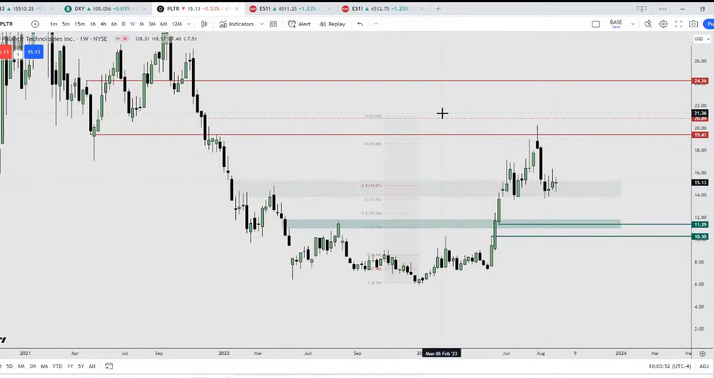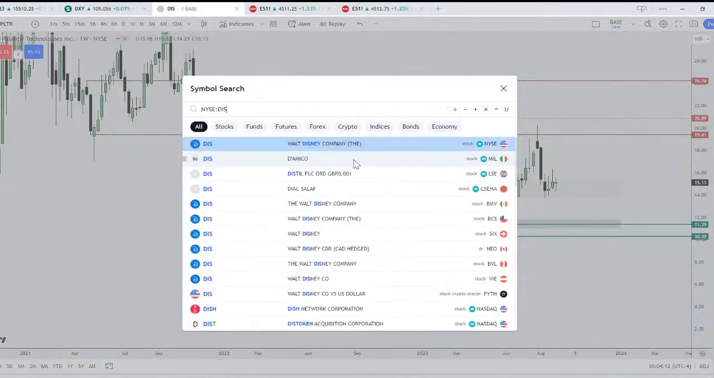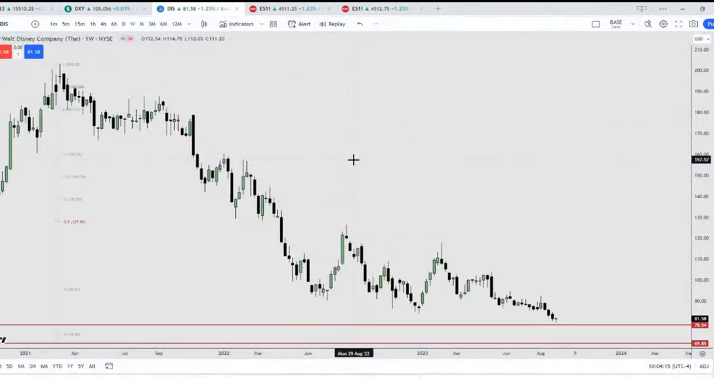Okay, so let's move on. What else am I interested in in the U.S. stock market? I think for now that's it. I'm not really interested in anything. Oh, I'll just cover one, Disney here. I covered it last week.